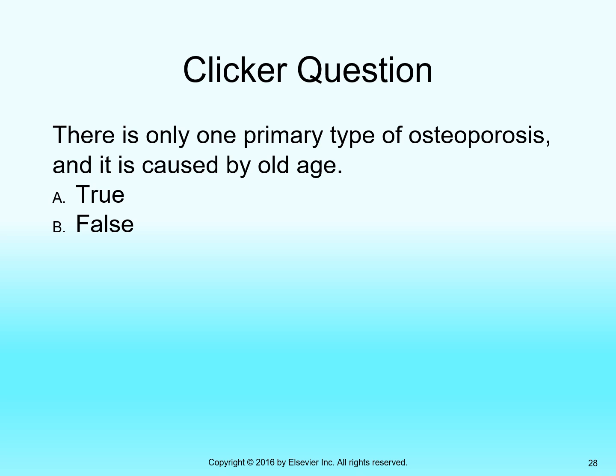There's only one primary type of osteoporosis, and it is caused by old age. Is that true or false? It's false. Type 1 is caused by old age. Type 2 is caused by menopause.